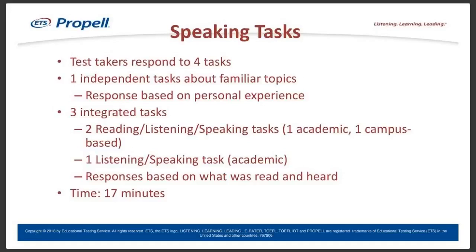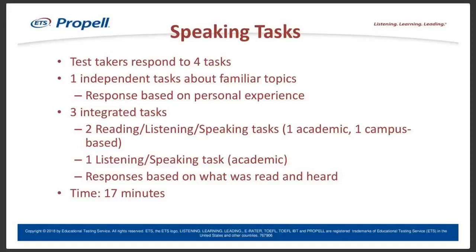The other 3 are integrated tasks. Integration means you are integrating the reading, listening, and speaking skills, just as we do in the academic classroom. Out of the 3, 2 are reading, listening, and speaking, which means you need to read a passage which is around 45 seconds long, then listen to a conversation or a lecture, take notes, and then speak. You will also get a prompt. Here, the test taker will get 30 seconds to prepare, and then 60 seconds to speak.